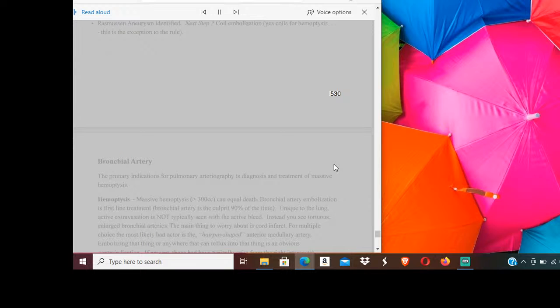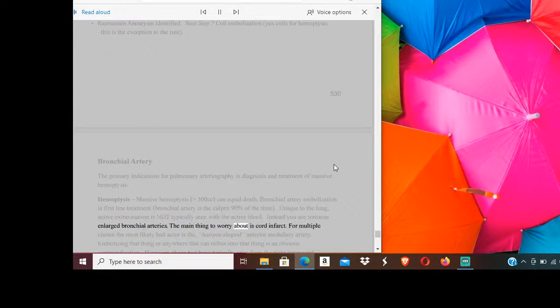530. Bronchial artery. The primary indication is diagnosis and treatment of massive hemoptysis. Massive hemoptysis, 300 cc, can equal death. Bronchial artery embolization is first-line treatment. Bronchial artery is the culprit 90% of the time. Unique to the lung, active extravasation is not typically seen with the active bleed. Instead you see tortuous, enlarged bronchial arteries.